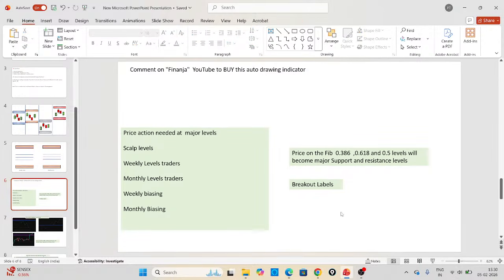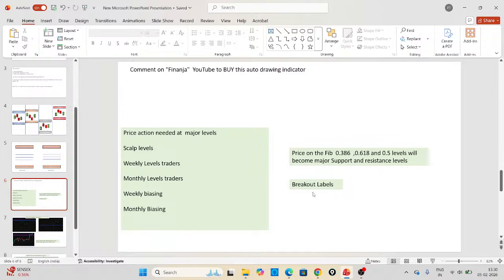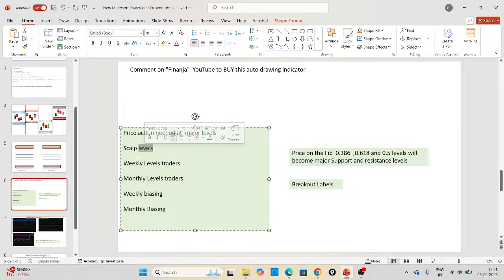See, this is the Fibonacci indicator, where exactly we should concentrate. I have given the levels: the 50% level, 61.8 and 38.6 levels are the major support and resistance levels, we can say that. And this is the zone, we can say that. I'll be explaining it. And scalp levels will be available from this indicator.